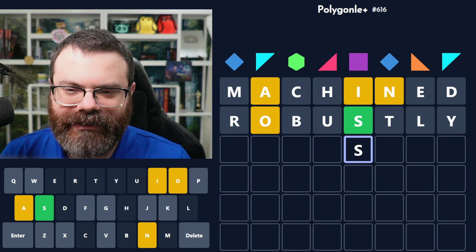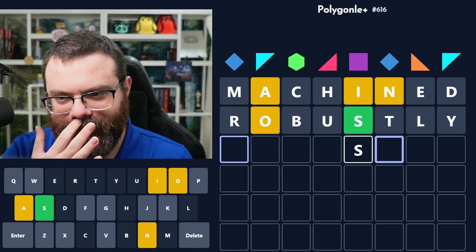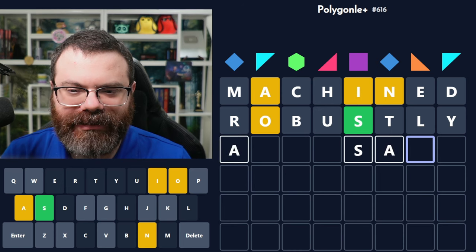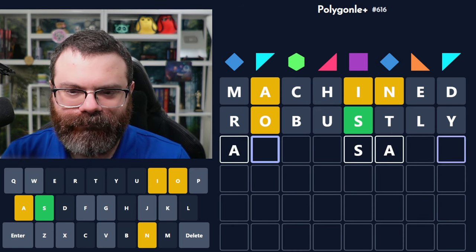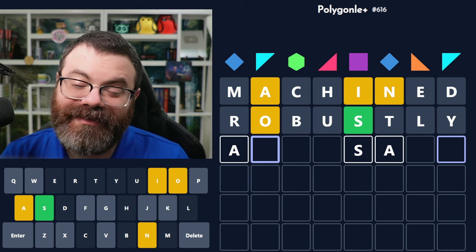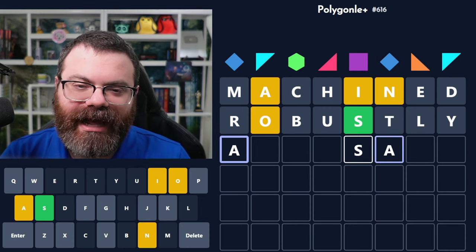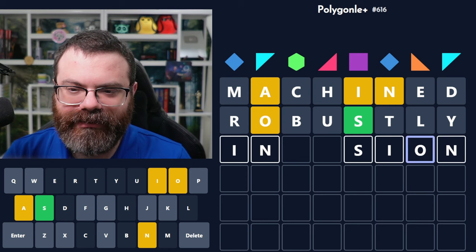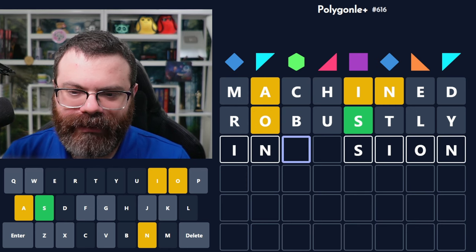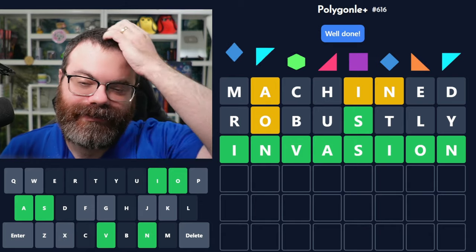Do I need another filler? Like, this is confusing. This is not an N. I think I still like A there, but it's confusing. This can't be the O. This could be an I, but that's a bit strange, isn't it? What if we did IN at the beginning? IN. That's looking okay. We do ION? Yeah. Invasion. Nice. Okay. Figured it out.